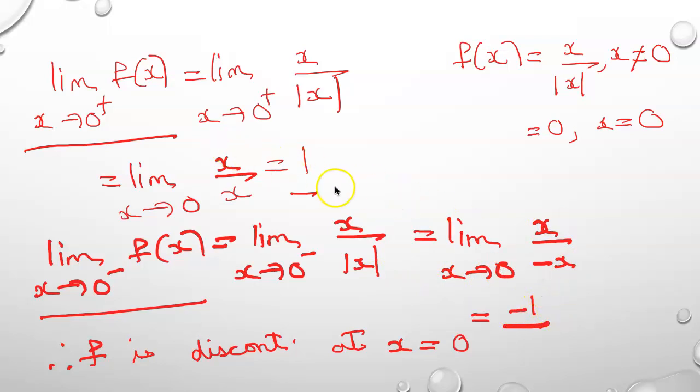So here the right hand limit is 1 and the left hand limit, that is the limit as x tends to 0 to the left of f(x), is minus 1. So the right hand limit is not equal to the left hand limit. So f is discontinuous at x equal to 0.